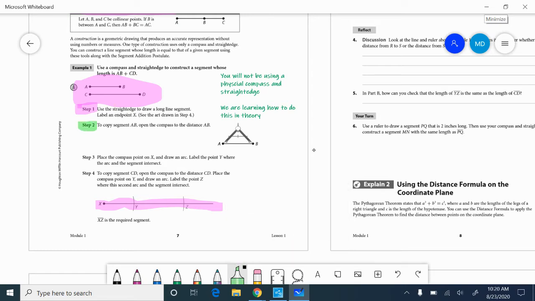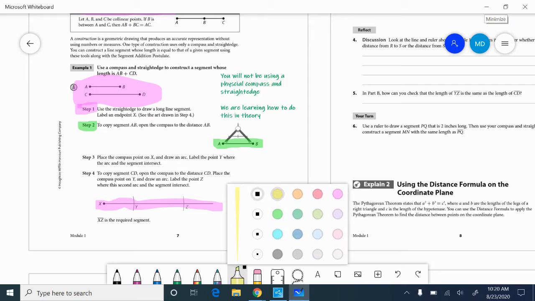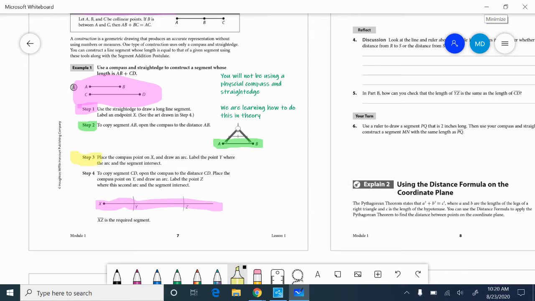Step 2, to copy segment AB, open the compass to the distance AB. So this is a picture of a compass that you would open up to distance AB. Step 3, place the compass point on X, right here, and draw an arc. So if you put this compass here and you were to draw the arc, it would give you that exact length. And you're going to label the point Y where the arc and the segment intersect.